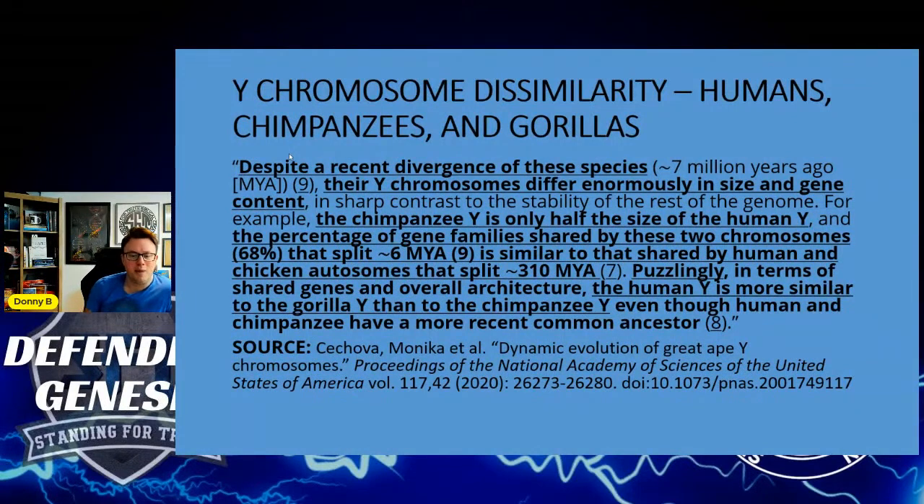Notice this. Despite a recent divergence of these species, this is from an evolutionary paper in 2020, not a creationist: Dynamic Evolution of Great Ape Y Chromosomes. Notice this, it's fascinating. They're assuming evolution in their paper, as always. They're assuming there was a divergence event, but this is fascinating, what they admit. Despite a recent divergence of these species, roughly 7 million years ago, their Y chromosomes differ moderately. No, enormously in size and gene content. Guys, the Y chromosomes between humans and chimpanzees: nothing alike.